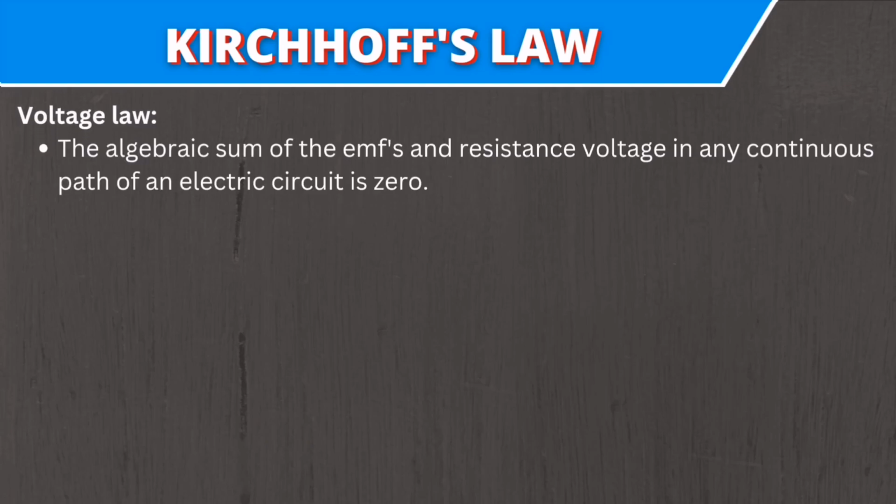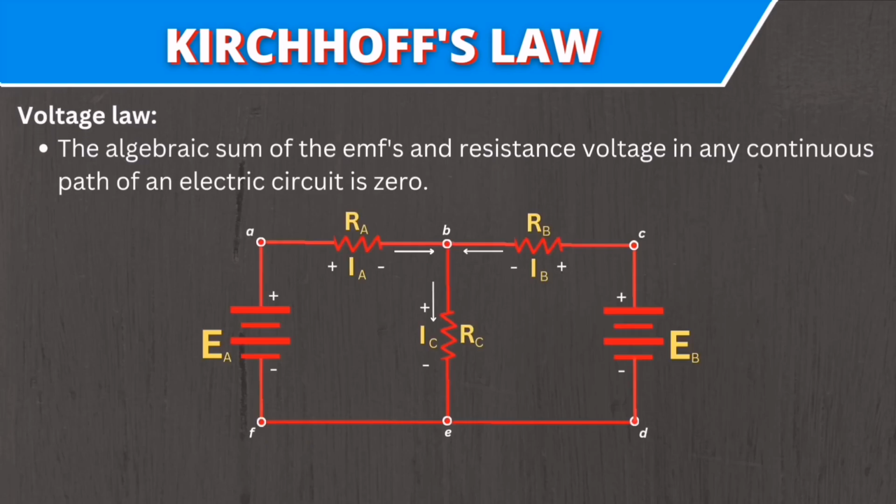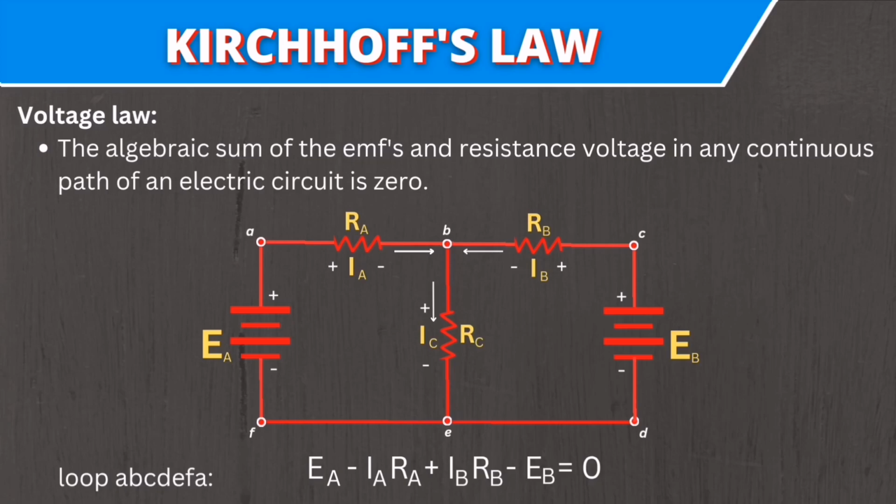Then the number 2 is the voltage law. The algebraic sum of the EMFs and the resistance voltage in any continuous path of an electric circuit is 0. So as an example, taking the loop A B C D E F A, we will have the voltage equation E sub A minus I sub A times R sub A plus I sub B times R sub B minus E sub B equal to 0.